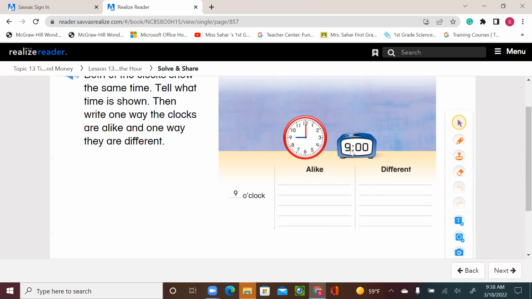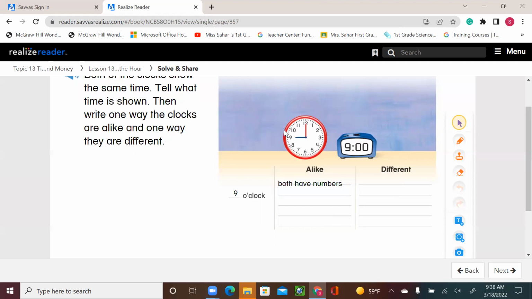So I see number 9, and over here, I see number 9. So we can write this down. So both clocks have numbers.